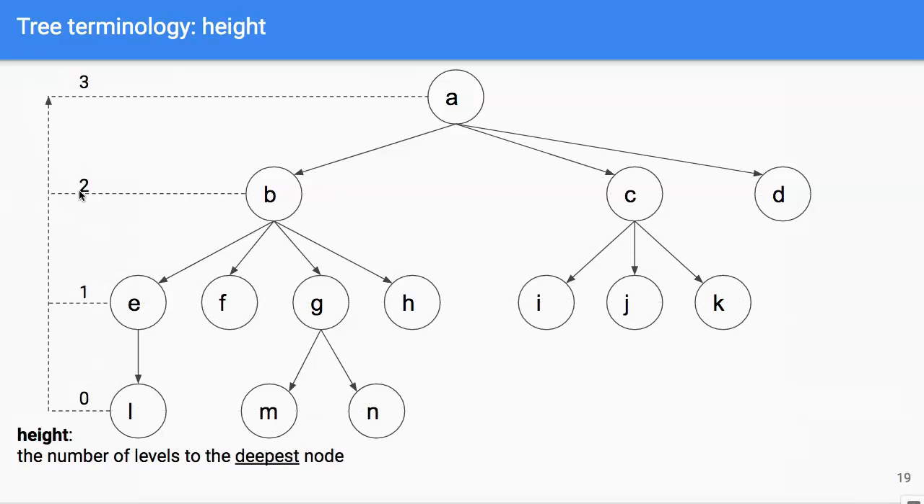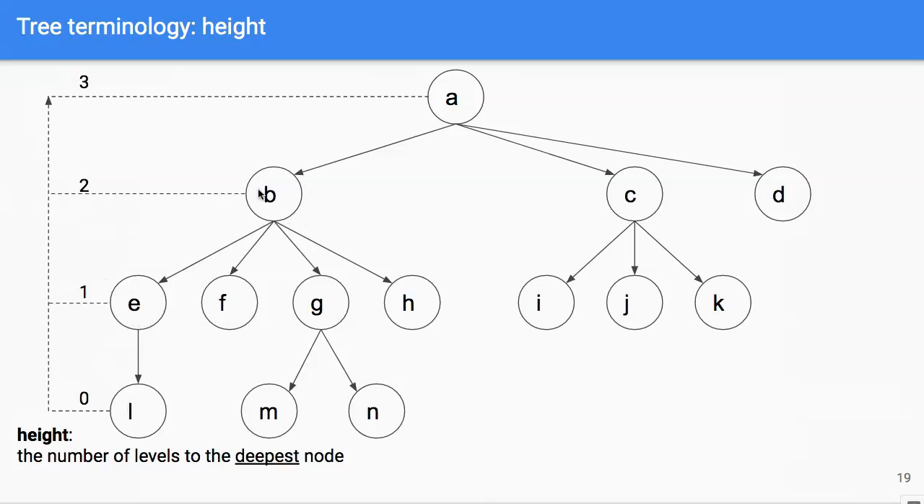So the next concept is the height of a node, which is slightly trickier. The height of a node is the number of levels from that node to the deepest node. So for example, a leaf node always has a height of 0 because, well, it doesn't have any child. So it's just comparing to itself. So it's at height 0. Now, for say node E, the deepest node below E is just L. So its height is 1.